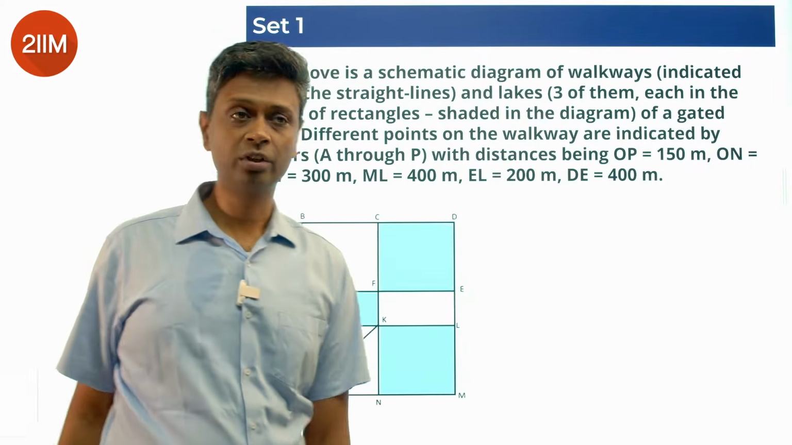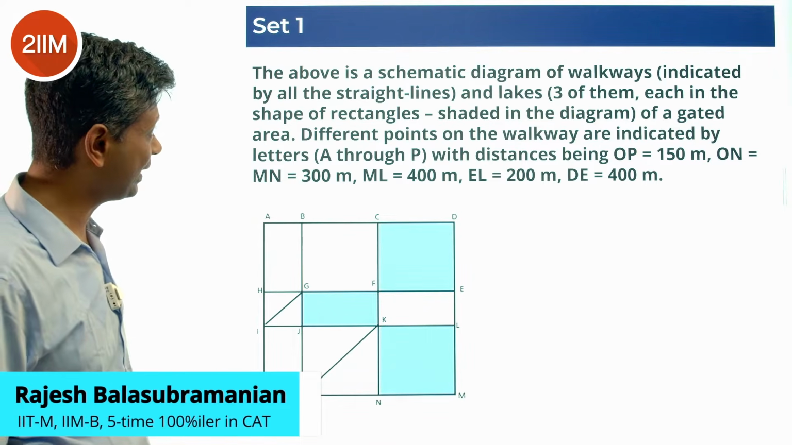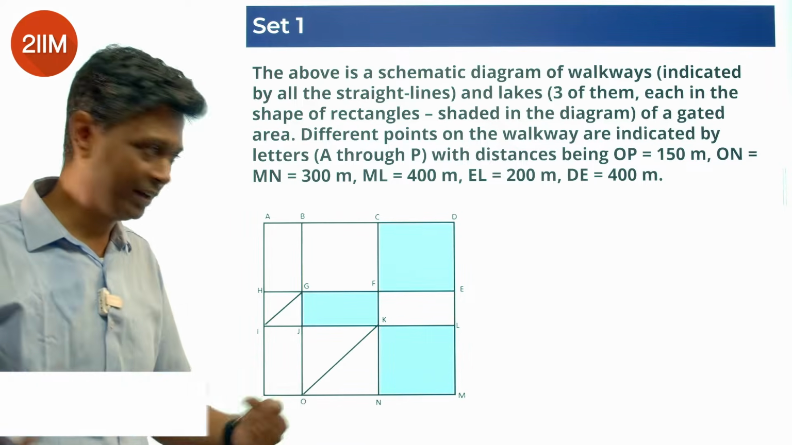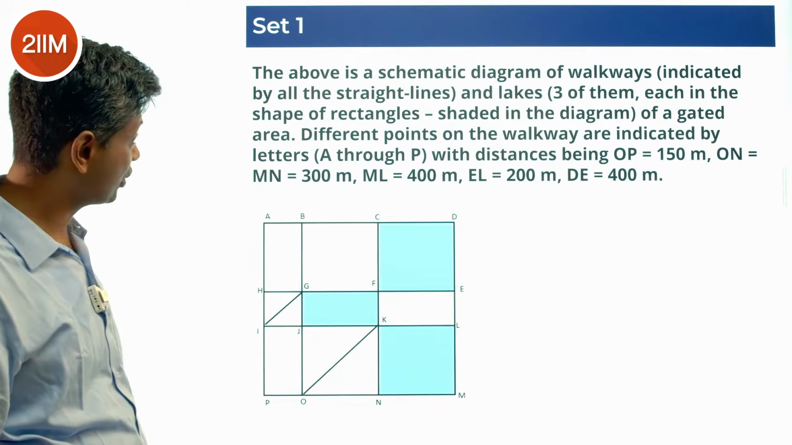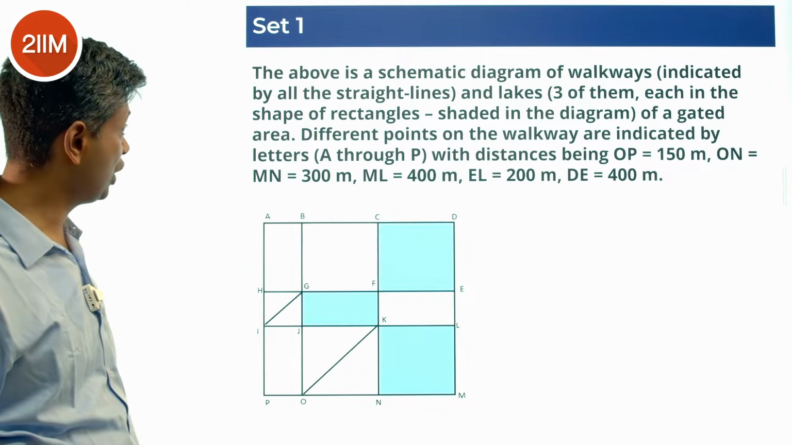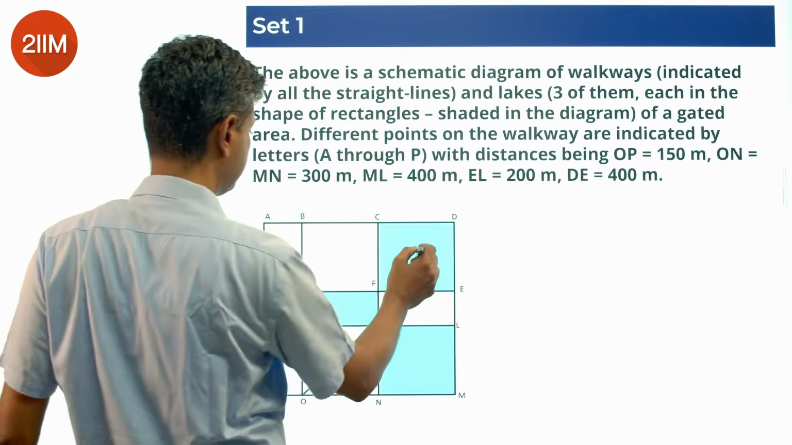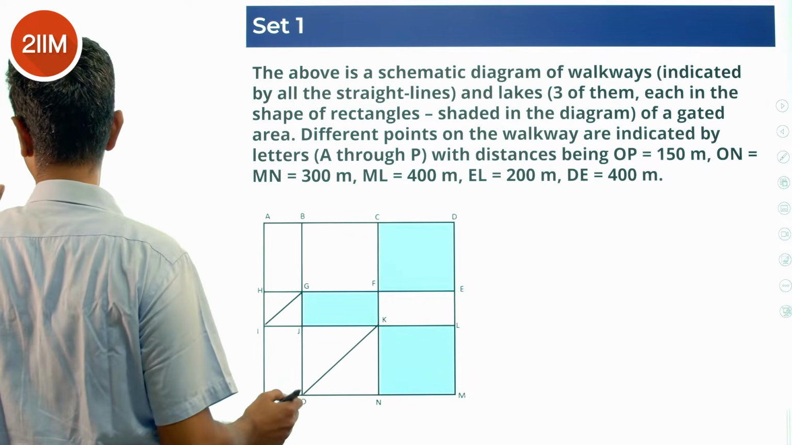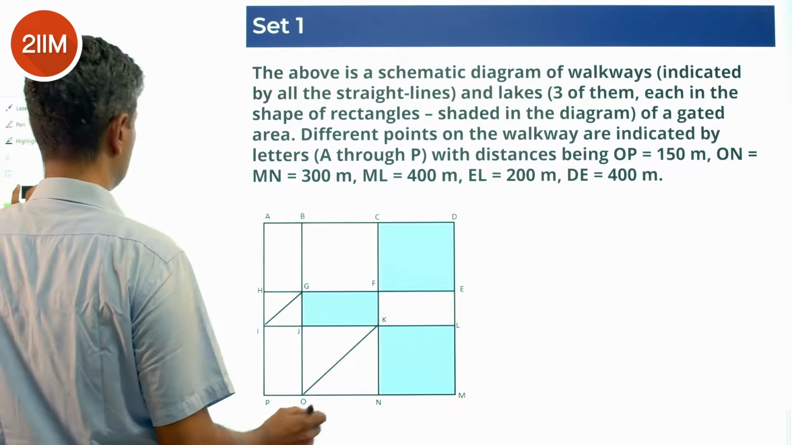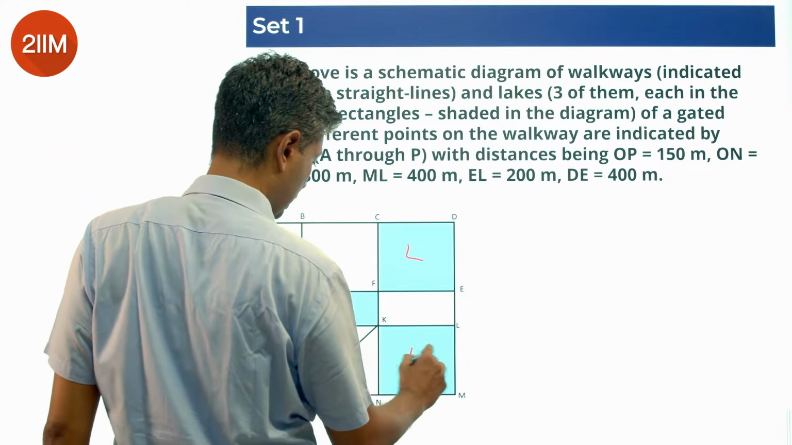Super, let's attack this. The above is a schematic diagram of walkways. The diagram below is indicated by all the straight lines and lakes, three of them, each in the shape of rectangles, shaded in the diagram. So this is a lake. Lake, lake, lake.